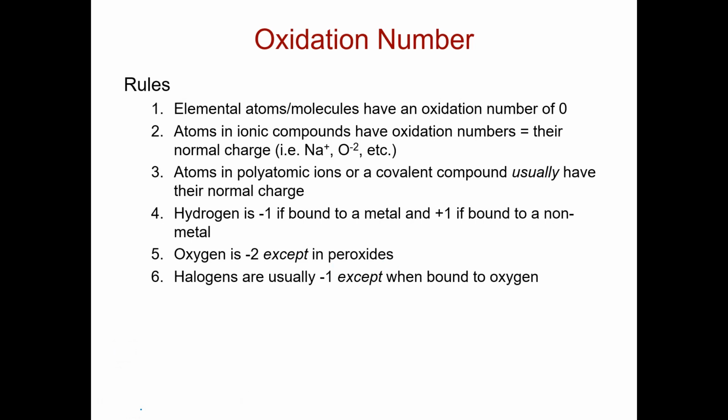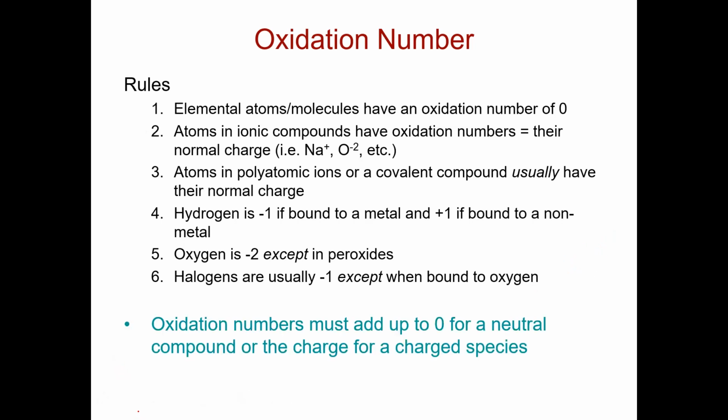Halogens are usually -1 unless they're bound to oxygen. So if we have something like Cl2O7, normally chlorine would be a -1, but in this case, oxygen is 2 negatives, so that's a total of 14 negative. So each chlorine would actually have to have a 7 positive charge on it in order to make this a neutral compound. So in this case, when we have a halogen bound to oxygen, oxygen retains its normal 2 negative charge. It is the halogen that will take on a different charge.